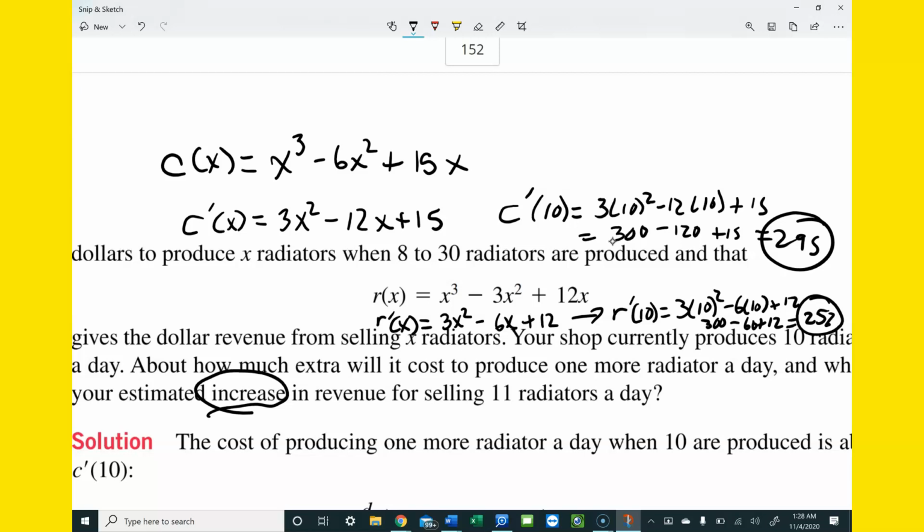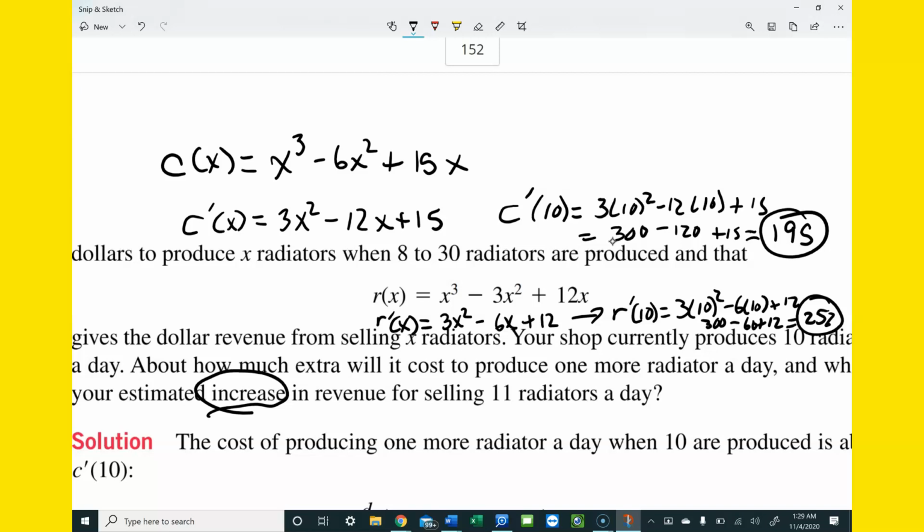I think I might have made a mistake back here on this. I think I did some bad subtracting. 300 minus 120 is not 280, it's 180. 180 plus 15 is 195. Sorry about that. You probably already knew that and caught my mistake, but anyway, at least I caught it now.